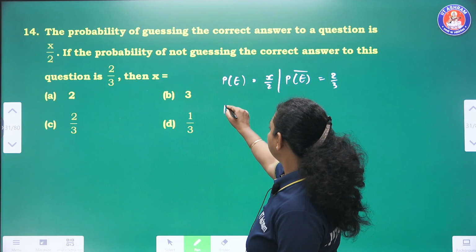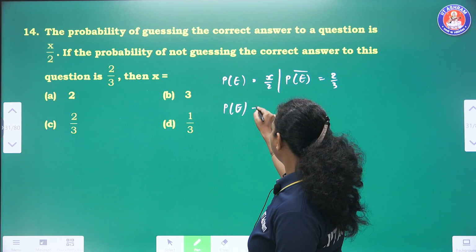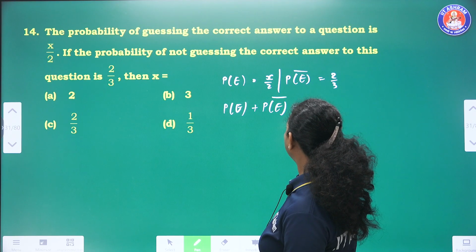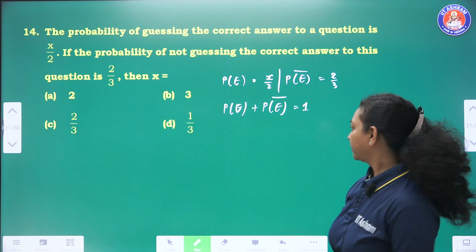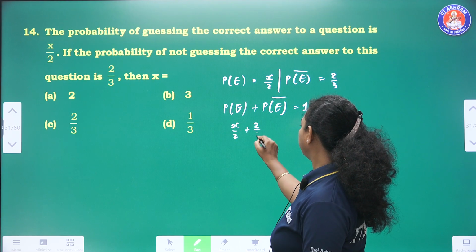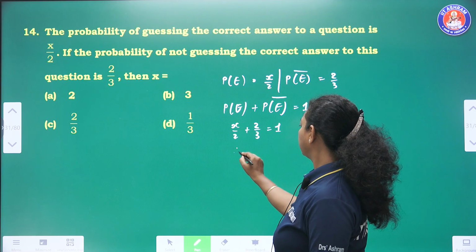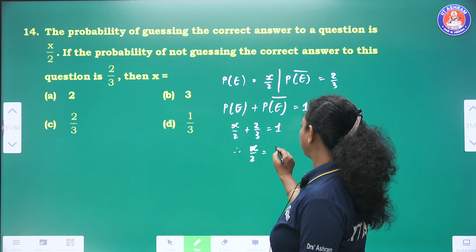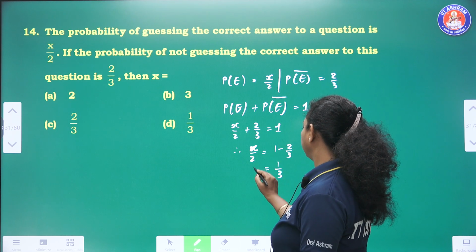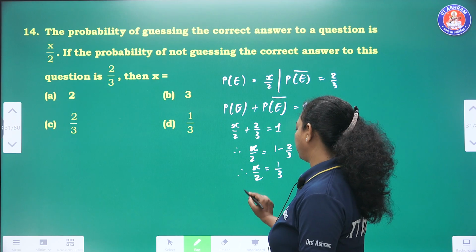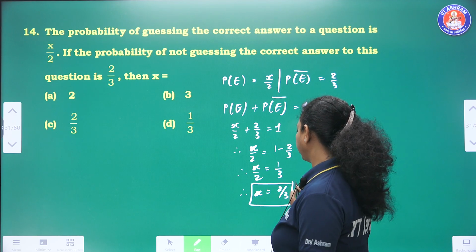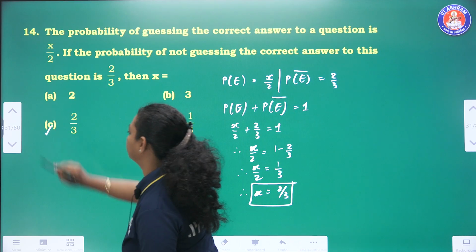And we know the formula: probability of an event plus probability of the event not occurring is equal to 1. Right? So x by 2 plus 2 by 3 is equal to 1. So x by 2 is equal to 1 minus 2 by 3, which is equal to 1 by 3. So x is equal to 2 by 3. So which is the correct option? 2 by 3, option number C.